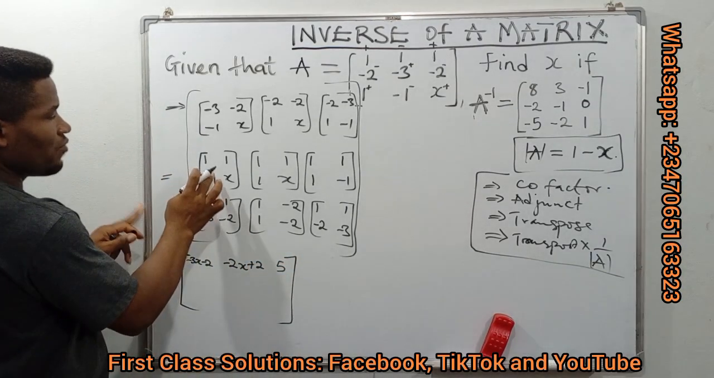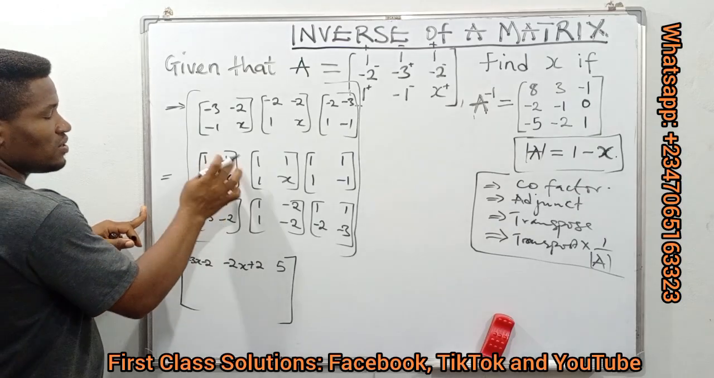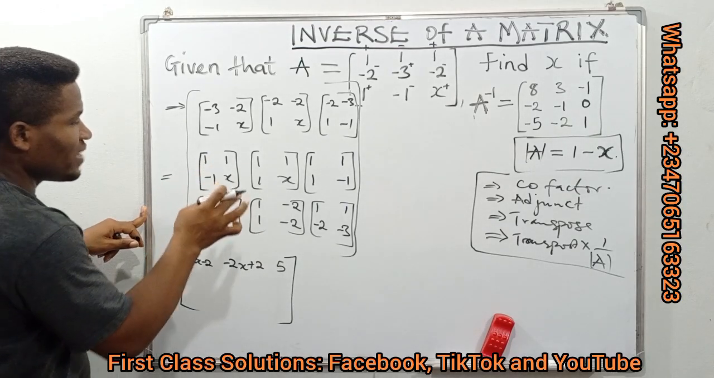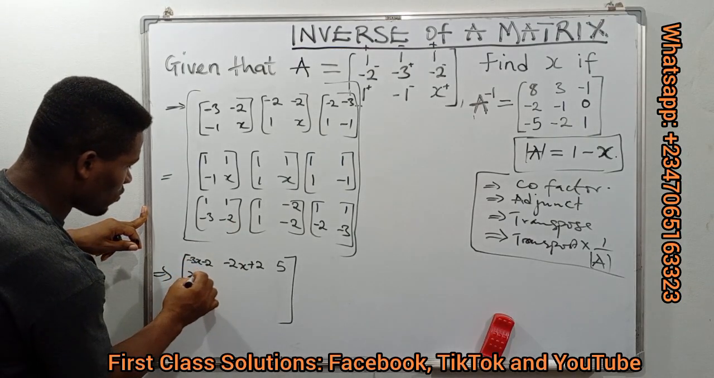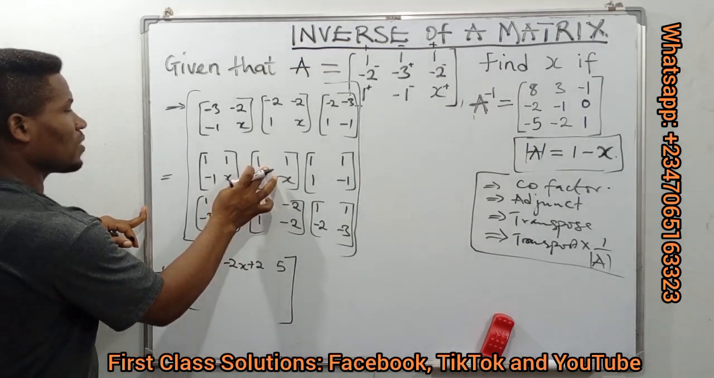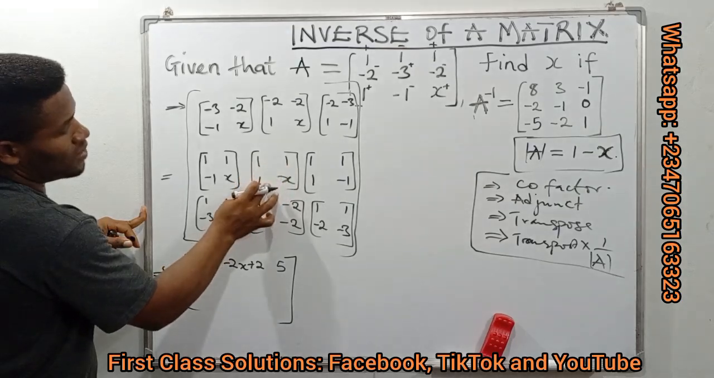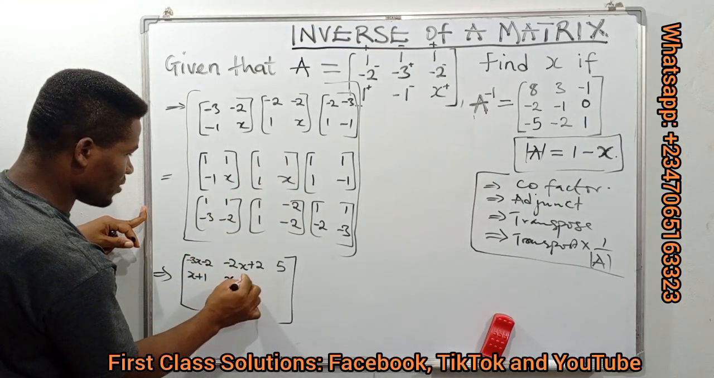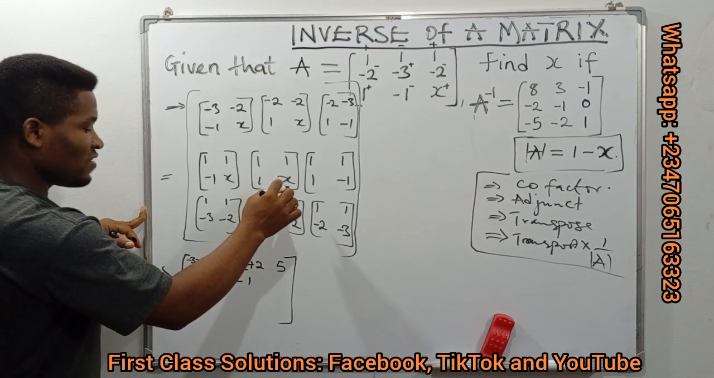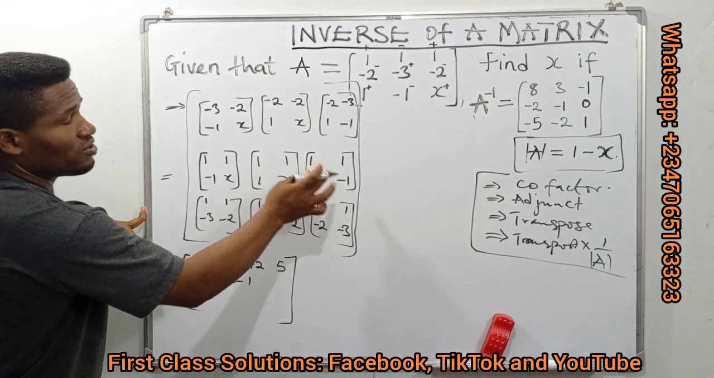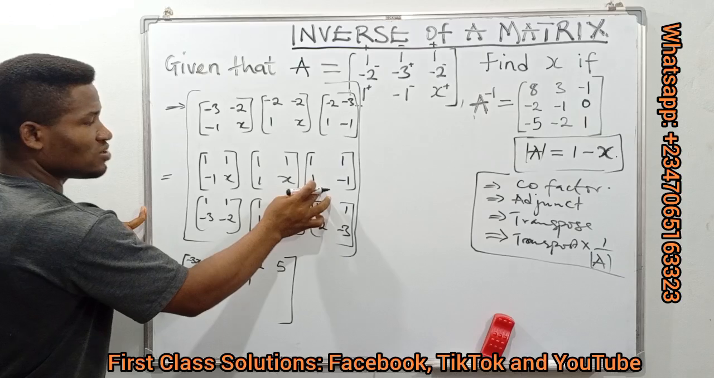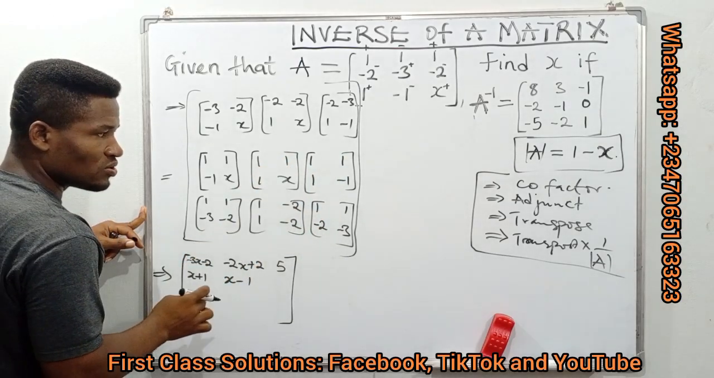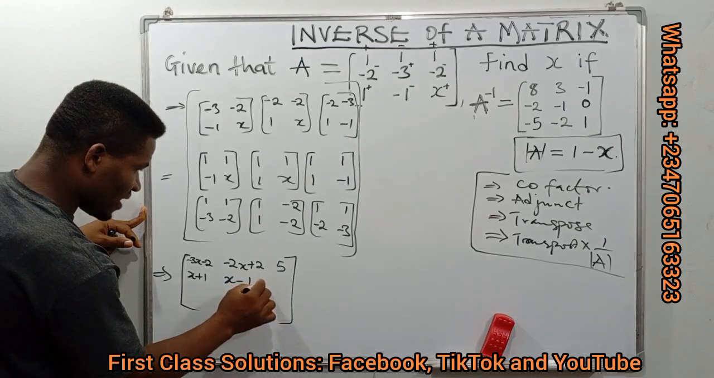Let's move on. The same with this. 1 times this will give us x. This will give us minus 1. So x minus minus 1 will give us x plus what? Plus 1. Here, 1 times x will give us x. 1 times 1 will give us 1. X minus 1 will give us x minus what? 1. So we have here 1 times minus 1 will give us minus 1. This will give us 1. So minus 1 minus 1 will give us what? Minus 2.